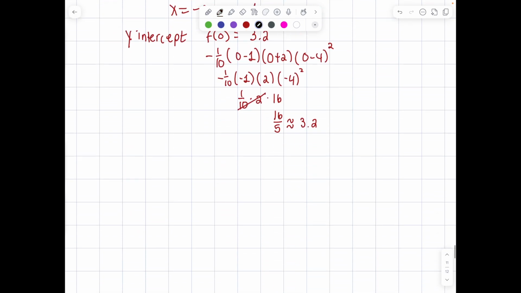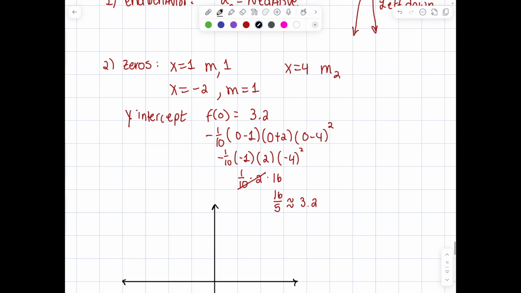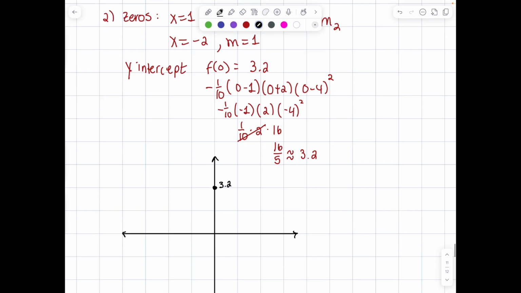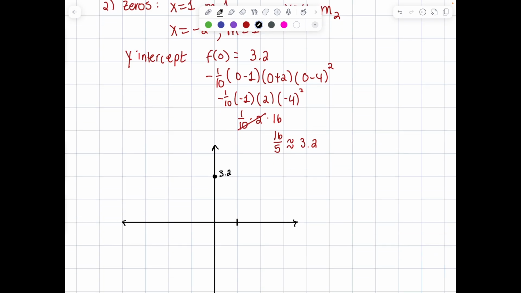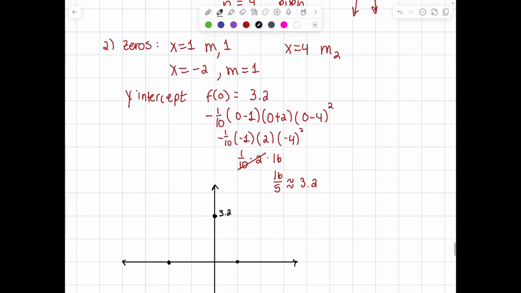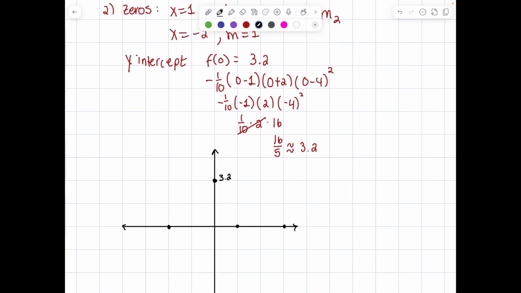Okay, so let's actually start graphing this now. So draw out our graph. At 0 we have, for our y value, 3.2, so we'll graph that up here. We'll say this is 3.2. We have x equaling 1, so here's 1. We have x equals negative 2. And we have x equaling 4, so we'll say 4 is over here.